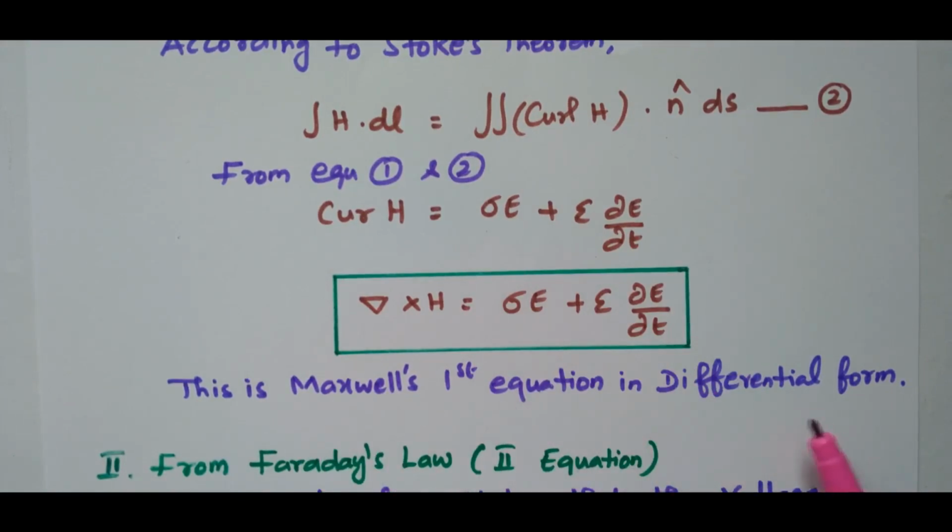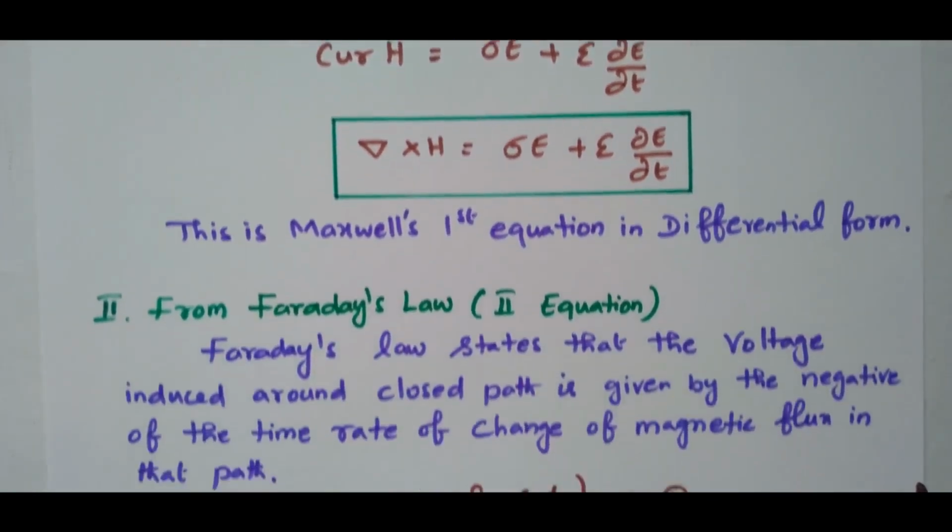The previous one is the integral form, and this is the differential form. So now we have got Maxwell's first equation from Ampere's law, both in integral form as well as differential form. Now we'll go to the second Maxwell's equation.